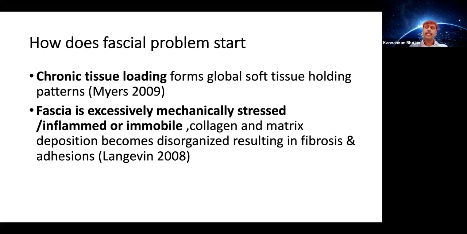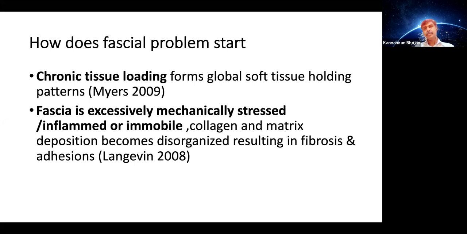Chronic tissue loading, particularly in back pain: there was a study by Myers in 2009, who clearly said that one possible reason is that the fascia can be loaded chronically. The other aspect you need to know is mechanical stress. There are studies by Langevin in 2008 showing that collagen and matrix remodeling is totally distorted, leading to fibrosis. This was also supported by other visceral manipulation experts when they did studies.